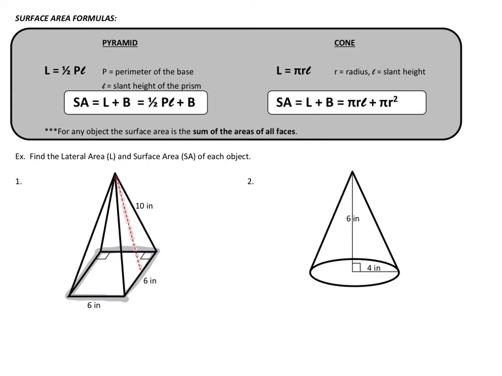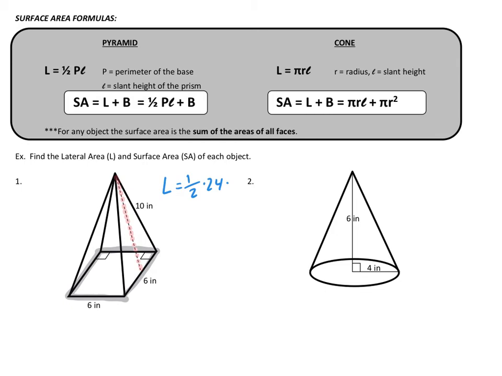So we don't say two bases this time like we did before in prisms because we only have one base. So let's go ahead and try to find this information for our pyramid. We're going to start with our lateral area, which is equal to 1/2 times the perimeter of the base, or 6 times 4, which is 24, times our slant height. For this one, we do have to do a little bit of work to find that slant height because we don't have it.